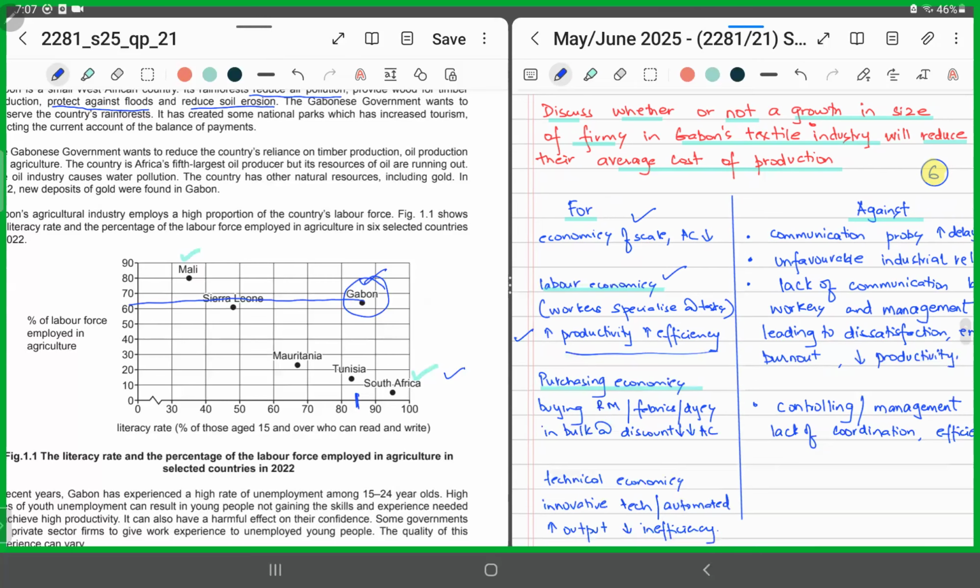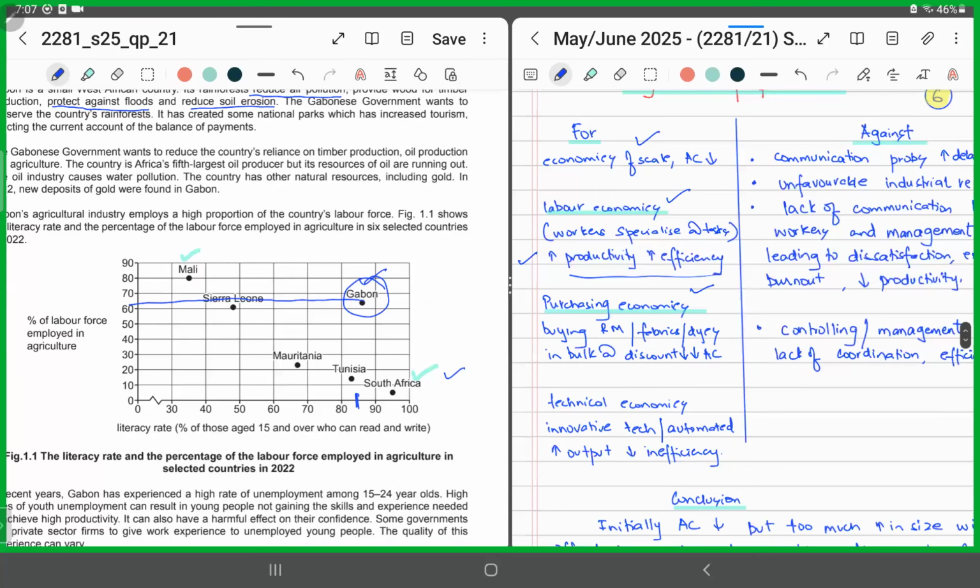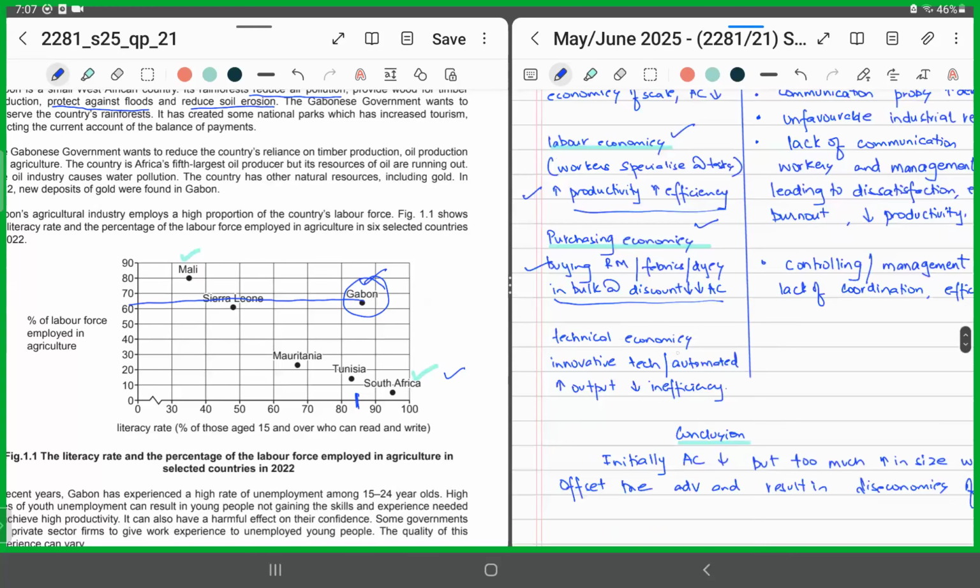It can also lead towards purchasing economies. That means that since the firm industry is growing in size, it would be buying raw materials, fabrics or dyes in bulk, thereby receiving a discount, leading towards a fall in its average cost of production. It could also be that the industry might be experiencing technical economies, which means that it might have access to innovative technologies or more automated processes, thereby not only increasing its output but also increasing its efficiency level, right?